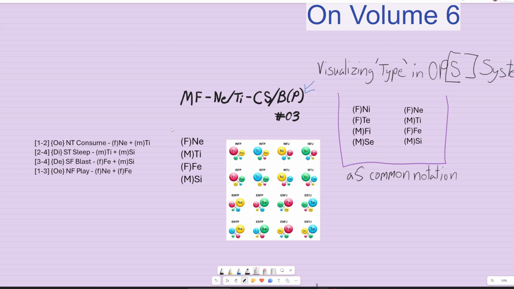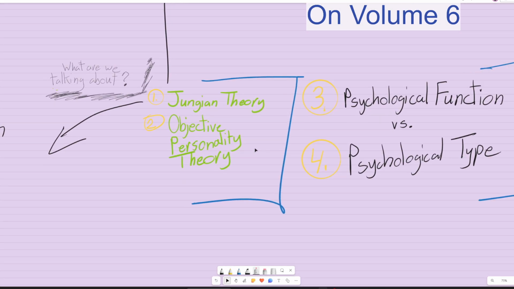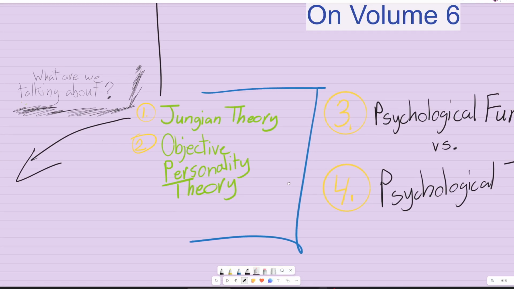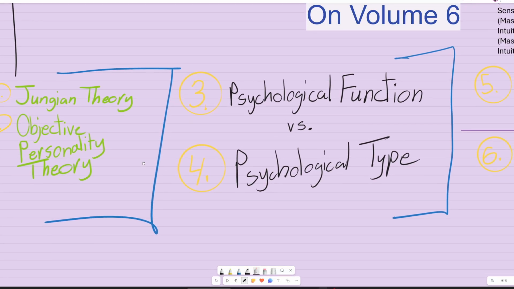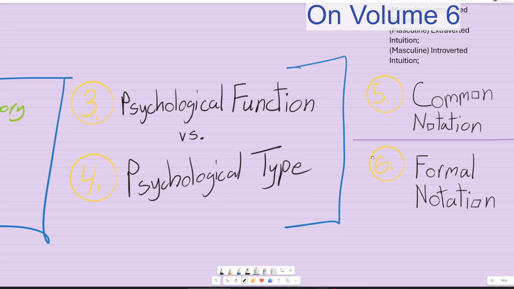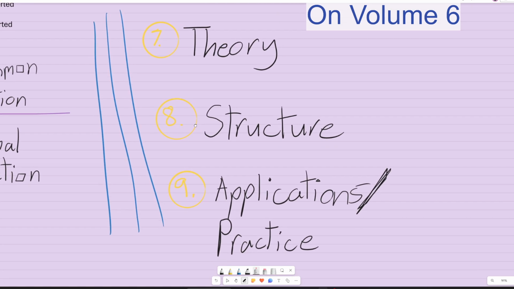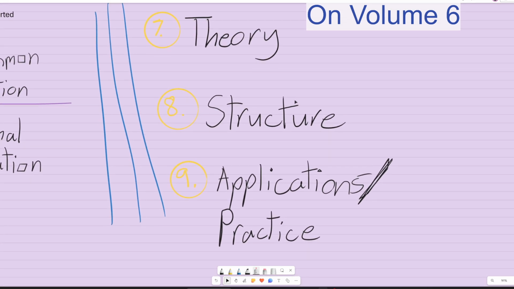This is a highly important point for you to get, and we're going to pick this back up in our next entry so that you can make sure to drill it into your psyche. What is the difference between a psychological function and a psychological type? What are we talking about? We're talking about Jungian theory. We're talking about objective personality theory. We're talking about psychological function. We're talking about psychological type. We're talking about common notation, formal notation, and we even may make it to theory, structure, and applications / practice.